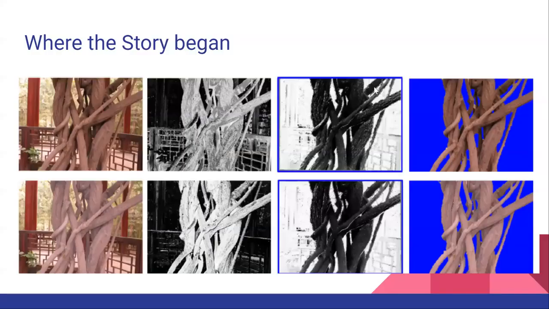So to tell where the story began, we are trying to solve a problem where in a picture, you have some object that is close to your camera and the other parts are very far from the camera. So we want the foreground and the background. The foreground is closer to our camera and the background is far from the camera. And we want to classify which parts are the foreground and which parts are the background. So this is our problem.